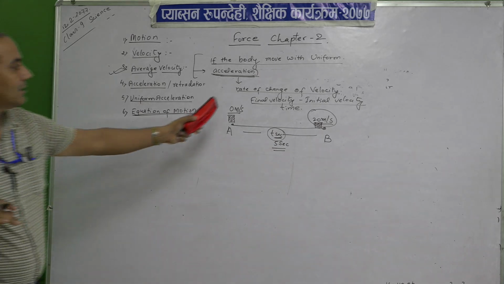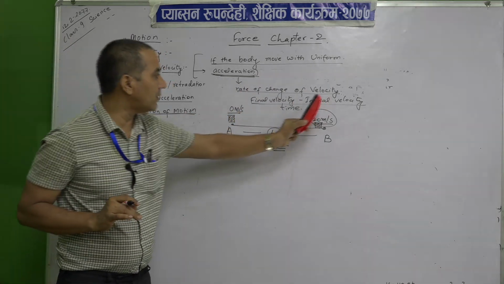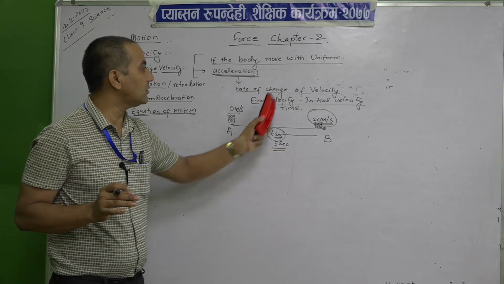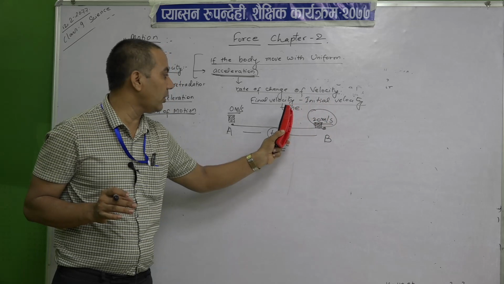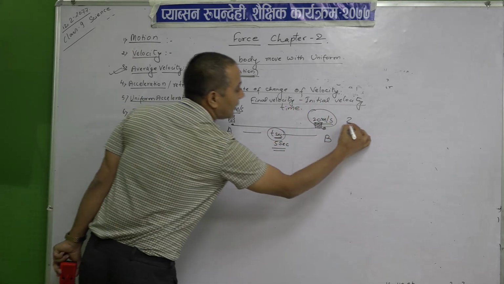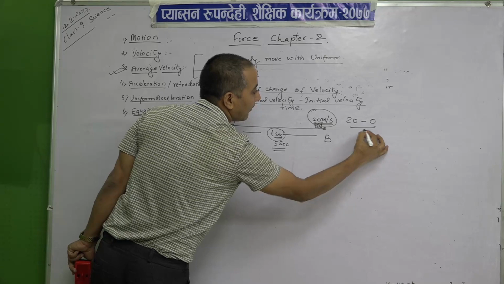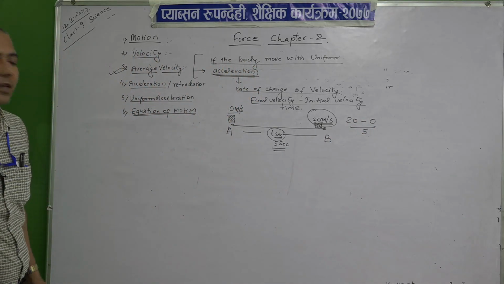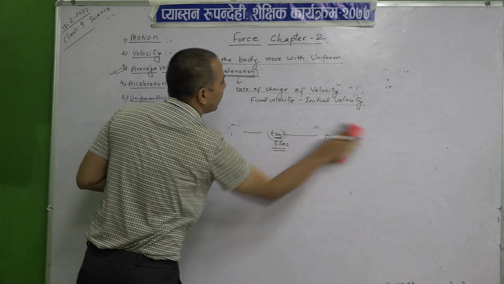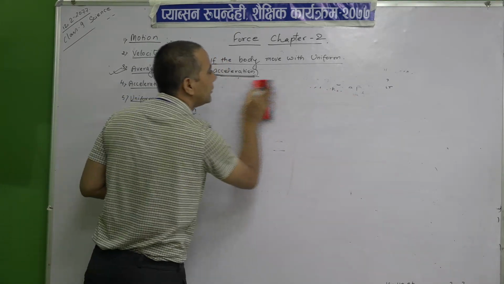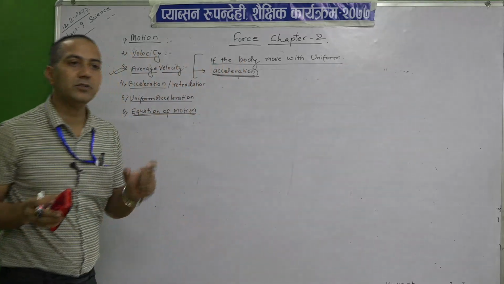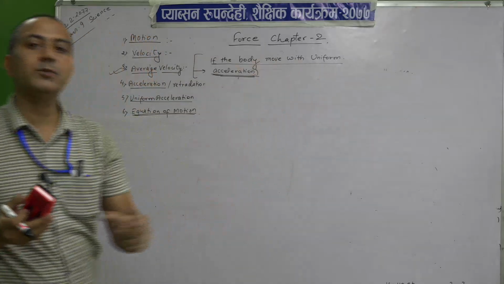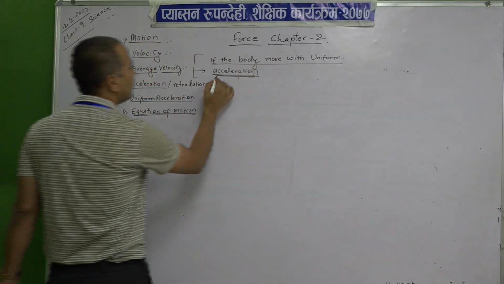Therefore, acceleration means the rate of change of velocity. How do we calculate it? The final velocity minus the initial velocity, divided by time. That means 20 minus 0 upon 5. We are not writing units here, only describing what it means. So the rate of change of velocity, that is the difference between the first velocity and the end velocity with respect to time, is called acceleration.